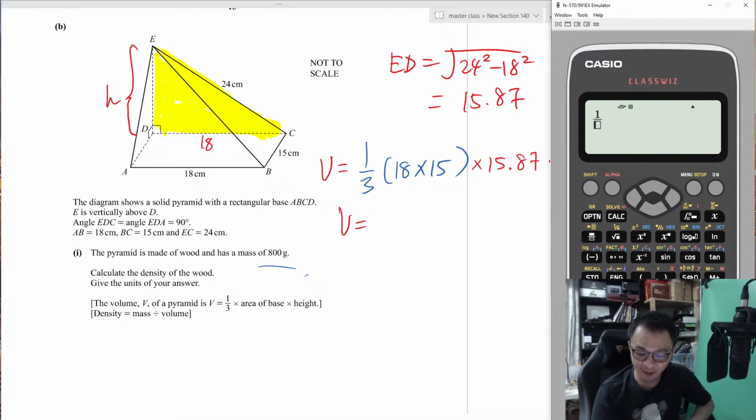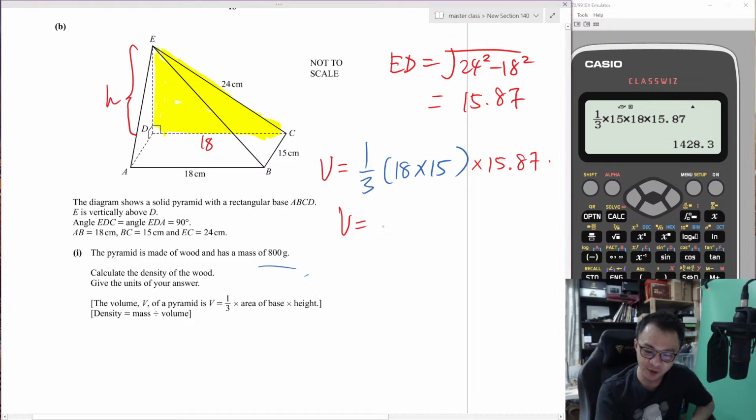Alright, so I type everything into the calculator. 18 multiplied by 15.87. So it's 1428.3 centimeter cubed.